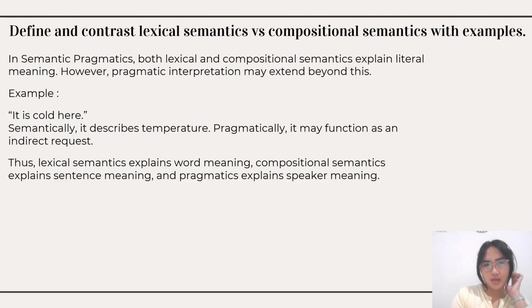meanings. In semantic pragmatics, both lexical and compositional semantics explain literal meaning. However, pragmatic interpretation may extend beyond this. An example: it is cold in here. Semantically, it describes temperature. Pragmatically, it may function as an indirect request. Thus, lexical semantics explains word meaning, compositional semantics explains sentence meaning, and pragmatics explains speaker meaning.